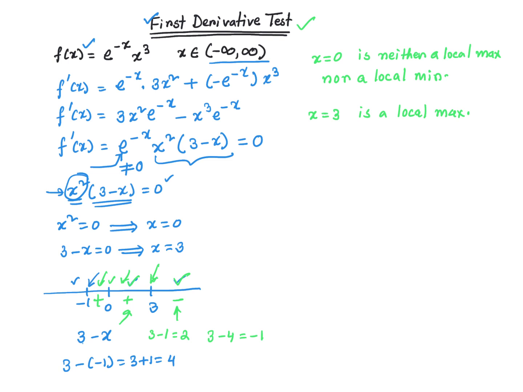So we have used the first derivative test to find the local extreme values for the function e to the power negative x times x cubed on the interval negative infinity to infinity. We found two critical points, x equal to 0 and x equal to 3. But x equal to 0, according to the first derivative test, is neither a maximum nor a minimum, because to the left of that critical point the sign of the derivative is positive, and so is to the right. The point x equal to 3, however, is a local maximum, because to the left there is a positive derivative, and to the right a negative derivative.